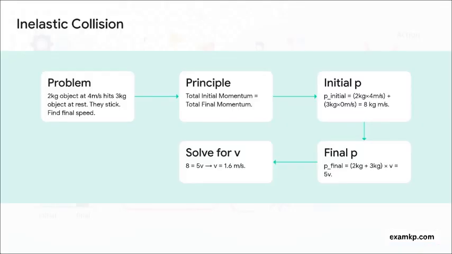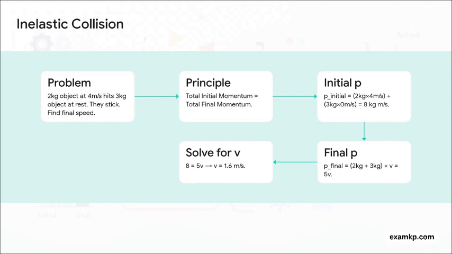Let's see an inelastic collision in action with this example. We've got a 2-kilogram object moving at 4 meters per second. It hits a 3-kilogram object that's just sitting there at rest. And the key phrase is, they stick together. Okay, let's apply our big rule: conservation of momentum. What's the total momentum before the collision? Well, it's just the momentum of the first object, which is 2 times 4, so 8. The second object isn't moving, so its momentum is 0.